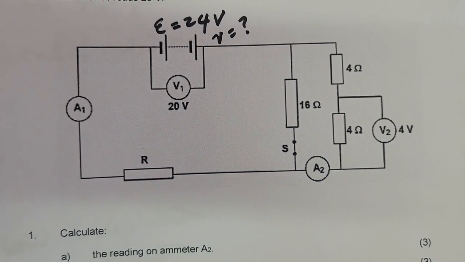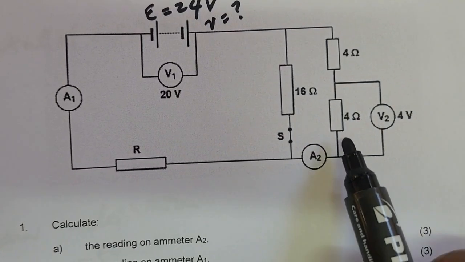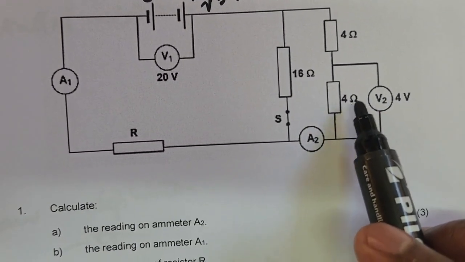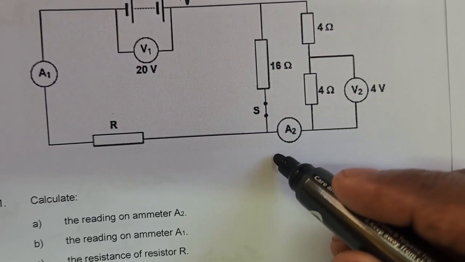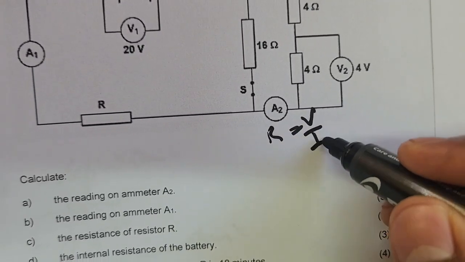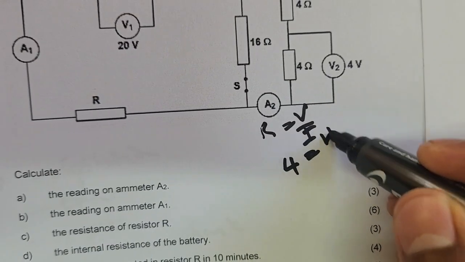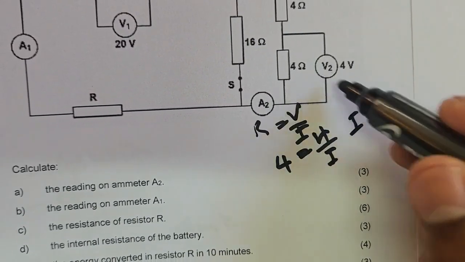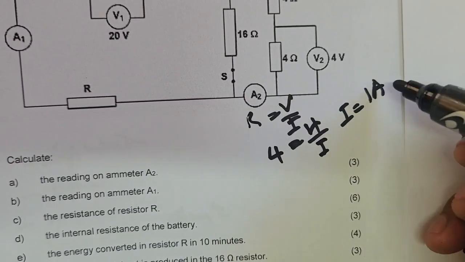Fine, let's go and see. Calculate the reading on A2. A2 is the current flowing through the 4 ohm. Therefore, I know voltage and resistance, so I can calculate the current. Resistance equals V over I. Resistance is 4. The voltage is 4, divided by I. Therefore, the current on A2 will be 1 ampere.